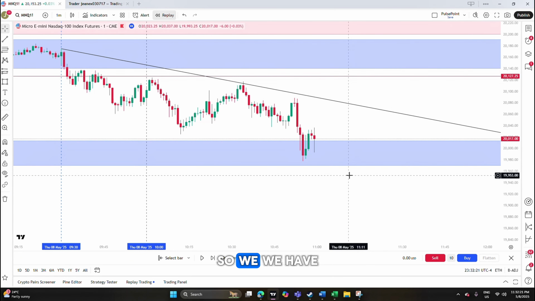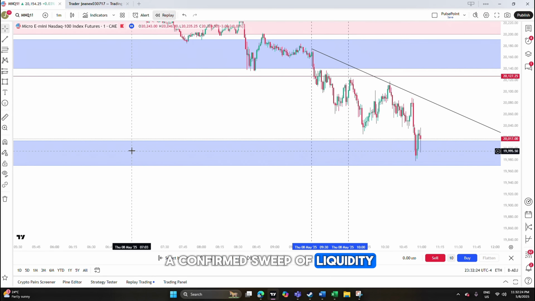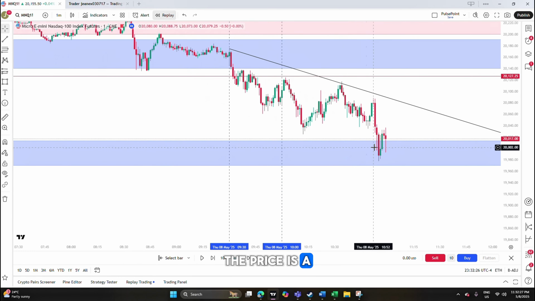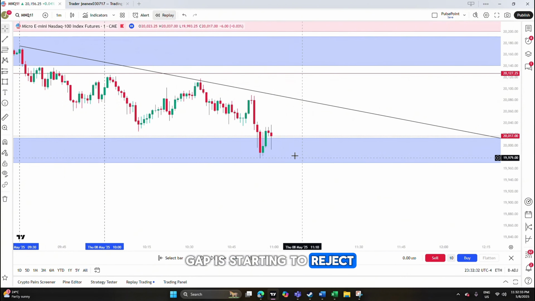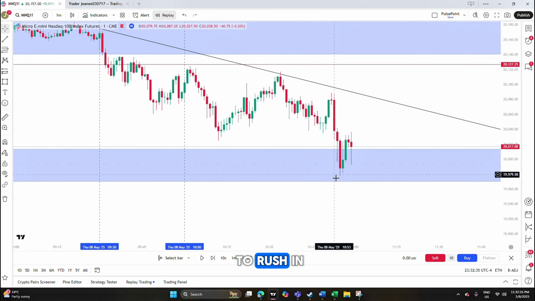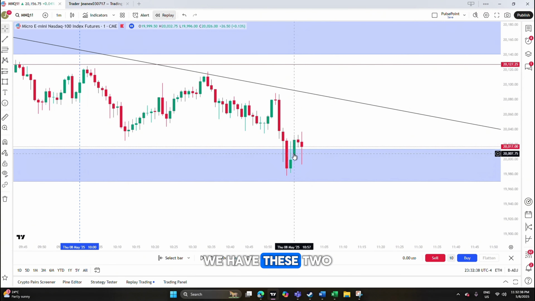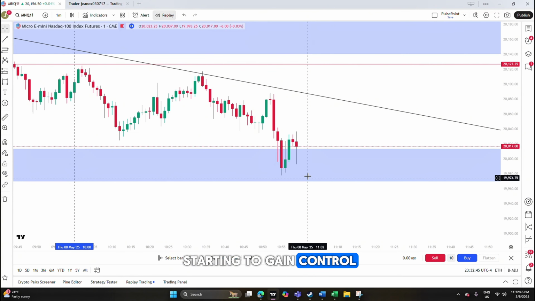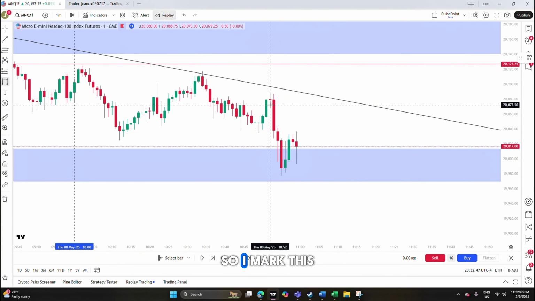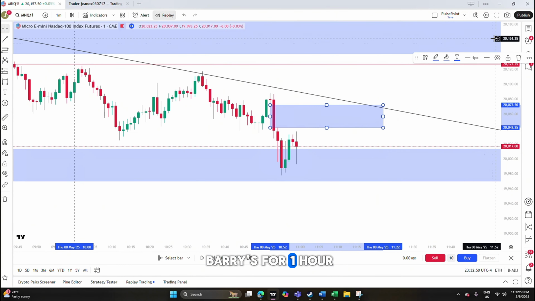We have a confirmed sweep of liquidity. The price swept liquidity in the form of a 1 hour fair value gap, and the fair value gap is starting to reject. The buyers are starting to rush in. We have these two green candles, a good rejection here, meaning buyers are starting to gain control.